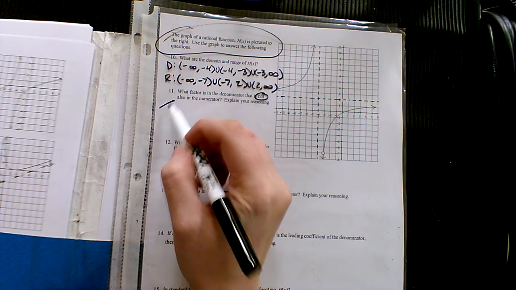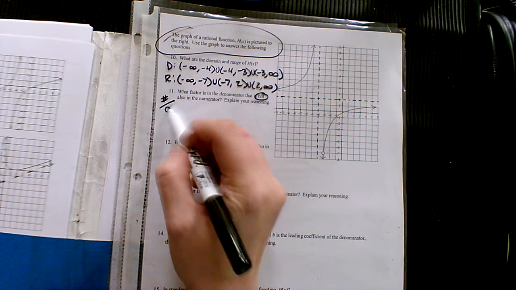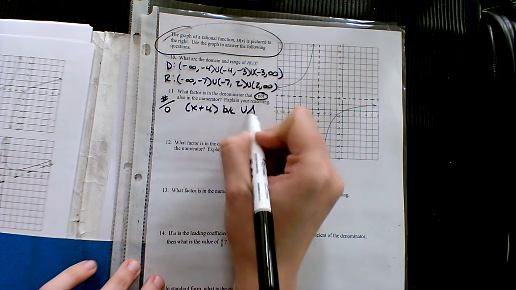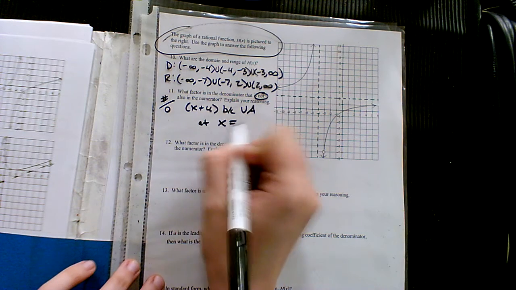All right, what factor is in the denominator but not the numerator? So if you think about it, this would be an example of a number over 0. Good, Emma? X plus 1. Because? There is a vertical asymptote at x. There we go.